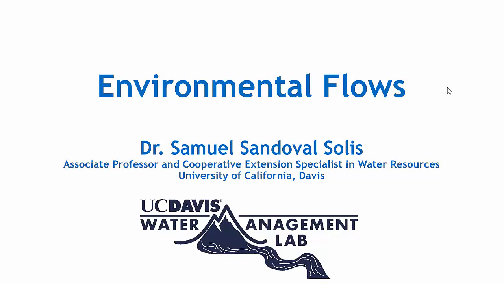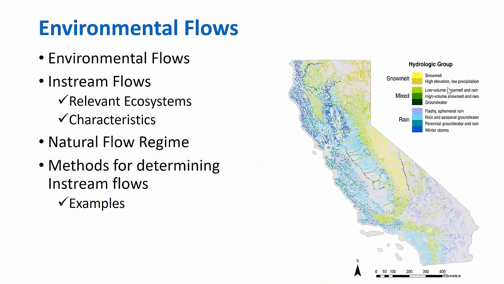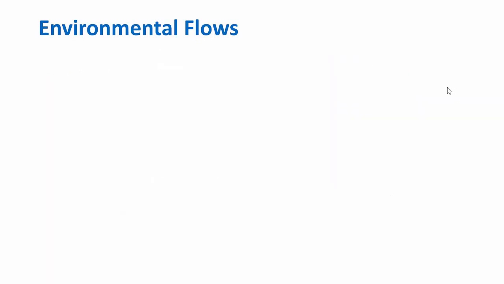So today I'm going to be talking about environmental flows. I'm going to be talking first defining environmental flows, then stream flows, then what are the relevant ecosystems that we're talking, some of the characteristics of in-stream flows. Then I'm going to be discussing or explaining the natural flow regime and some methods for determining in-stream flows. And I will provide some examples.